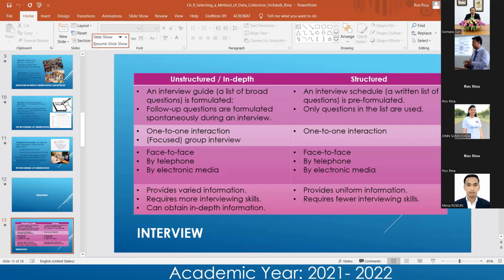Unstructured is more one-to-one interaction, focus group interview. Unstructured is one-to-one interaction, face-to-face or by telephone. We can meet people face-to-face, by phone, by telephone, by electronic media. Unstructured, we can use that point as well. Unstructured provides various information, requires more interviewing skill, and can obtain in-depth information.